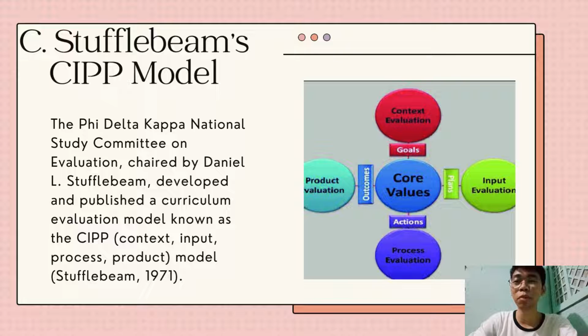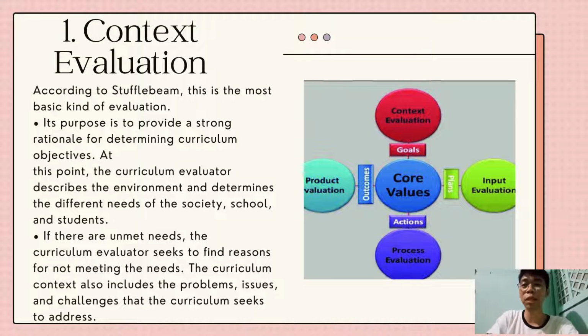This is the CIPP model by Stufflebeam, which was made in 1971, and CIPP stands for context, input, process, and product. The first phase of the CIPP model is context evaluation. This is the most basic kind of evaluation, as noted by Stufflebeam himself. This is to have a basis for curriculum objectives. Here, curriculum evaluators do the following. Number 1, they describe the environment and the needs of the society, school, and students. Number 2, they identify and fix the unmet needs of the curriculum. Number 3, they address some curriculum context like problems and issues in the curriculum.